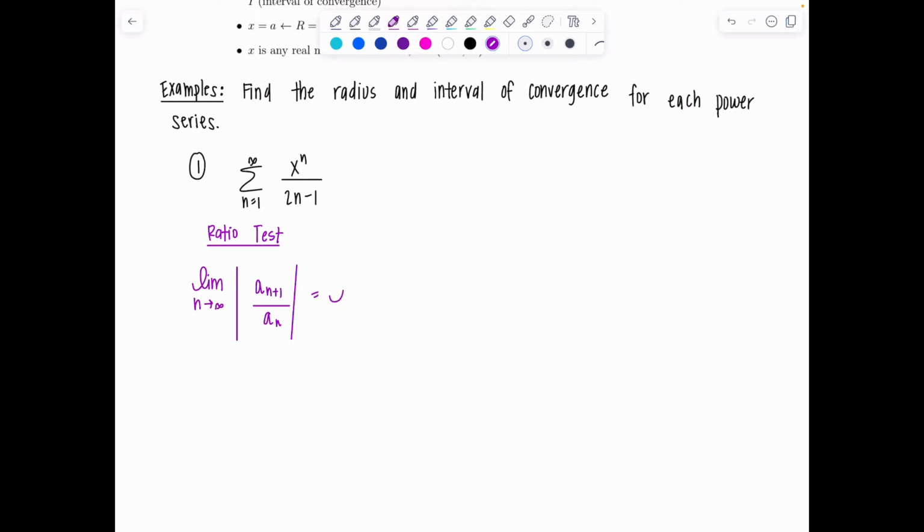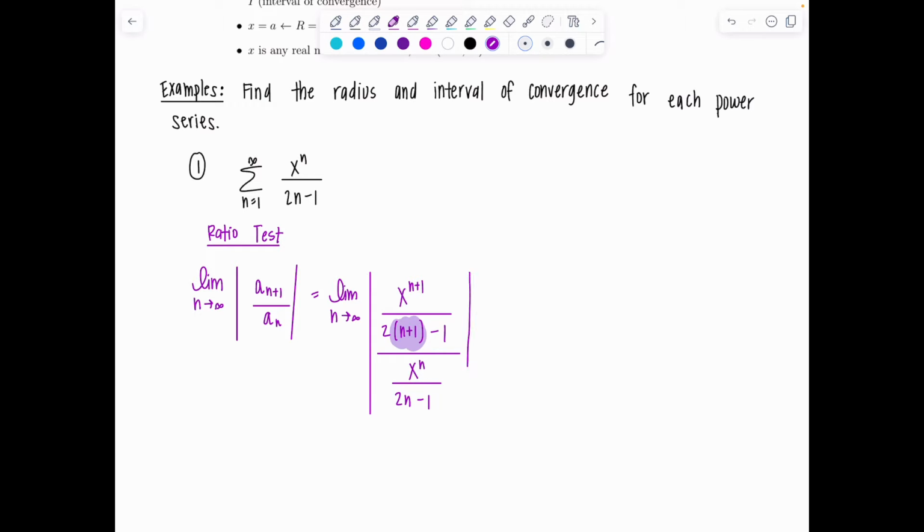Okay, here we go. So I'm going to have the limit, n goes to infinity, absolute value. I'm going to substitute in n plus 1 everywhere there's n. So we'll have x to the n plus 1 over, now be careful, be so careful, 2 times, please put parentheses around the n plus 1. I have so many students who mess that up. So don't forget you need parentheses there, okay? Divided by a sub n, so this is all divided by the original x to the n over 2n minus 1.